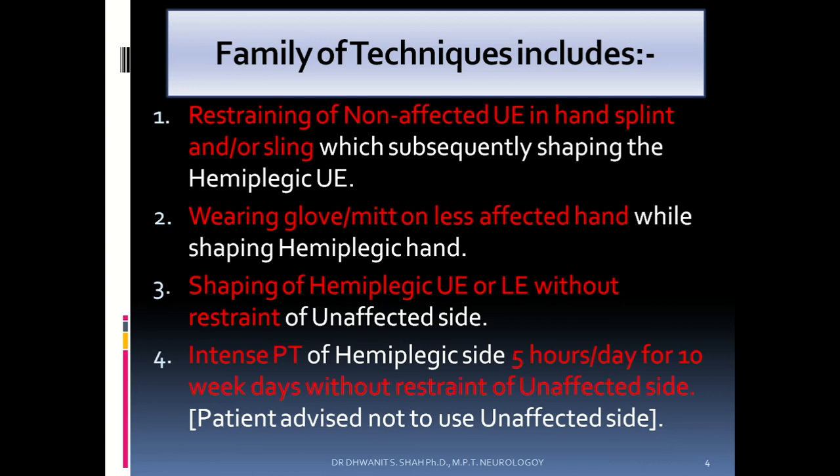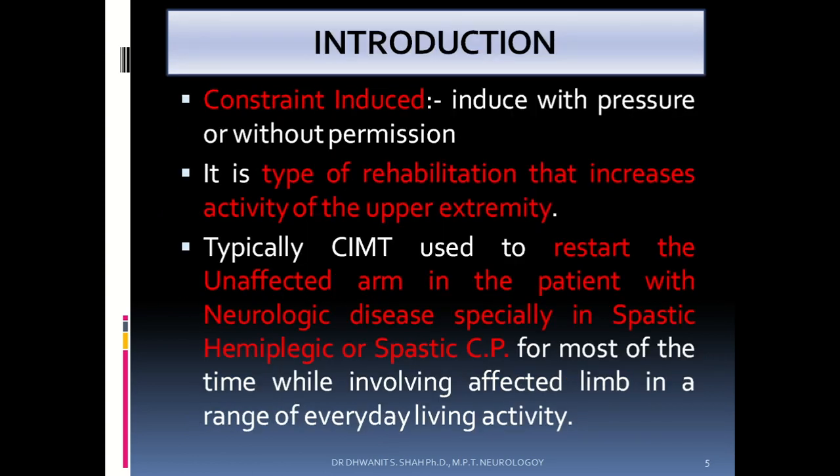And the fourth is intense physiotherapy of the hemiplegic side for 5 hours a day for 10 weekdays without restraint of the unaffected side. Here the patient has to be advised not to use the unaffected side, right? So these are the family of techniques which CIMT includes. The patient progresses slowly, step by step. Okay, it's not like the patient jumps directly from the first to the fourth step. So this is the introduction to what constraint induced means.